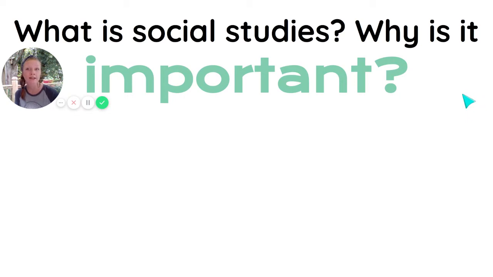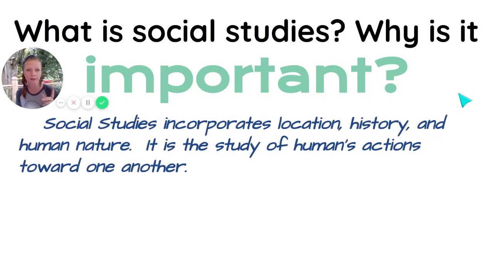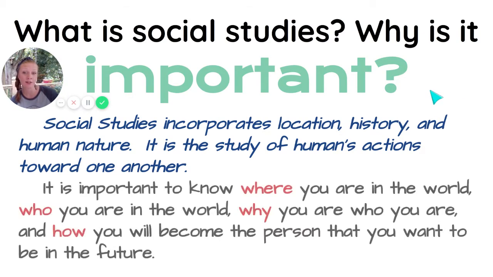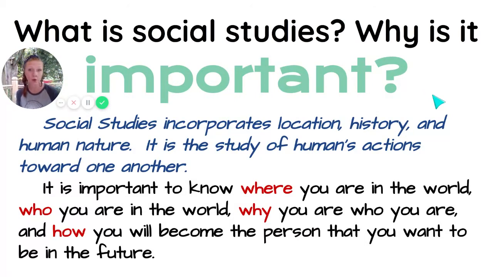Social studies is the study of people. It incorporates location, history, human nature. In a nutshell, you could say social studies is the study of humans' actions toward one another. So why is this so important? Well, social studies helps us to understand where we are in the world, who we are, why we are who we are, and how we can become the people that we want to be in the future.